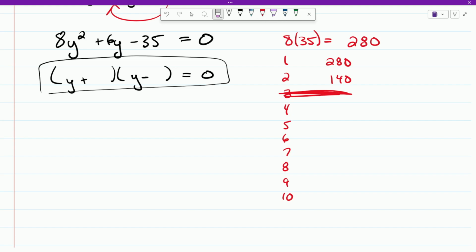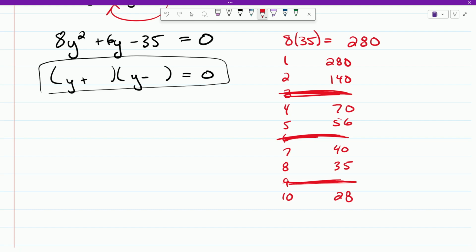280 divided by 4, that's going to be 70. 280 divided by 5, that's going to be 56. 280 divided by 6, well, that is 46.6 repeating, so that's not going to work. 280 divided by 7 is 40. 280 divided by 8 is 35. 280 divided by 9 is 31.1 repeating, so 9 doesn't work. 10 times 28 is 280, okay?